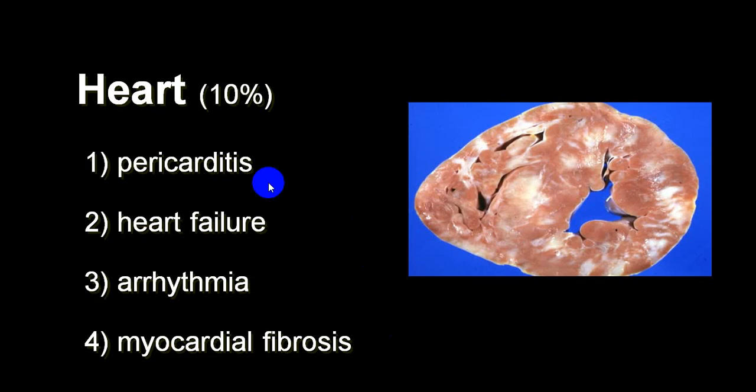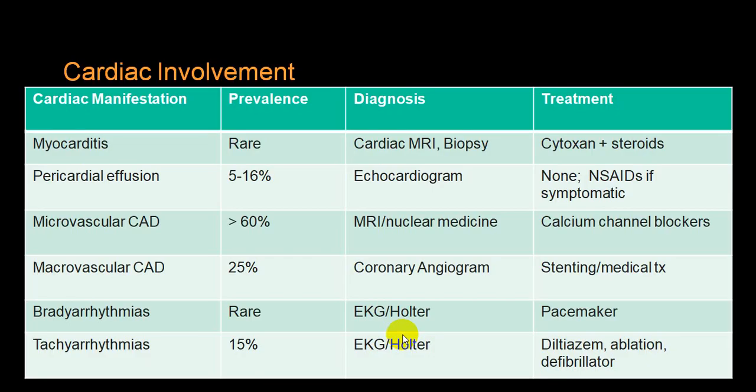In heart: pericarditis, heart failure, arrhythmias, myocardial fibrosis. And secondary to myocardial fibrosis, it can lead to restrictive cardiomyopathy. So this is cardiac involvement: myocarditis, pericardial effusion, microvascular coronary artery disease, macrovascular coronary artery disease, bradycardia, tachyarrhythmias.